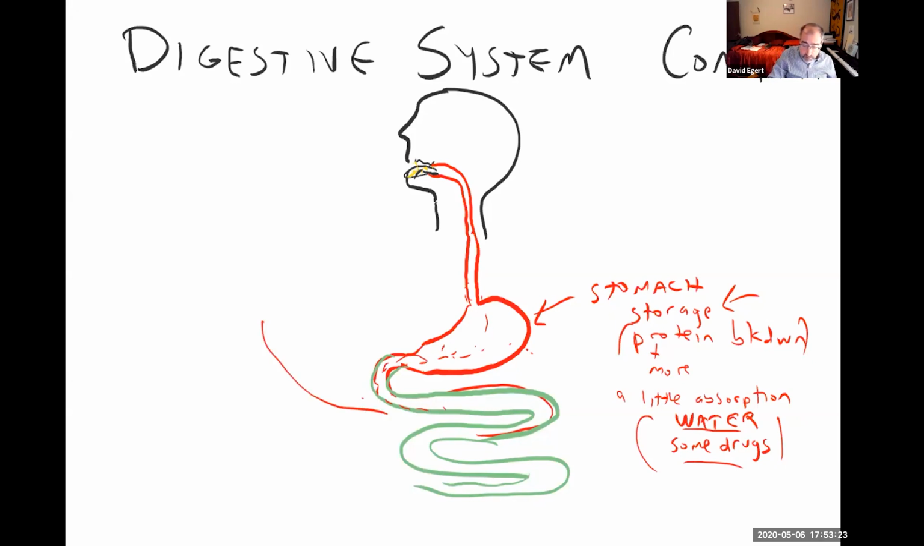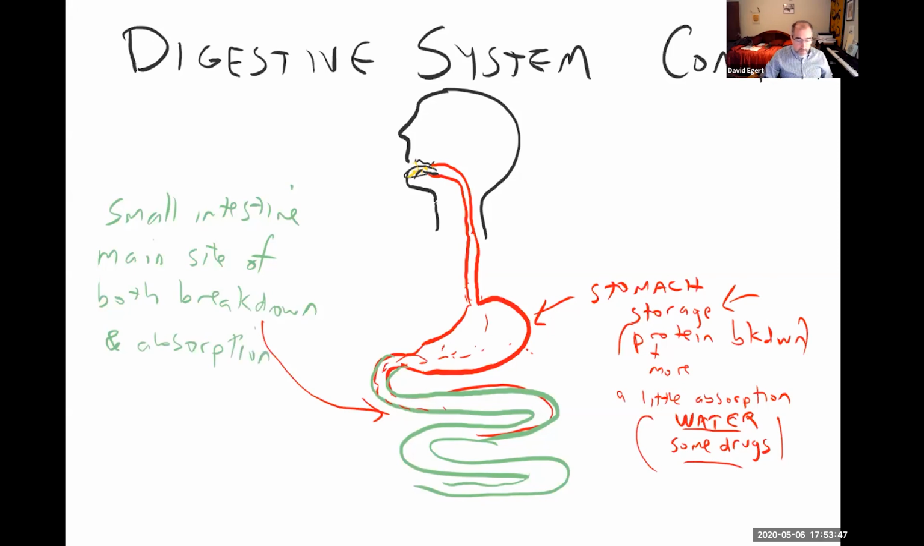The small intestine, on the other hand, is the main site of both breakdown and absorption. So, in fact, it continues breaking down proteins. It continues breaking down the carbohydrates. We'll look at it in a little more detail. But basically, the small intestine is the main place where the lion's share of both breakdown and absorption is occurring. And then the final part is going to be the colon.